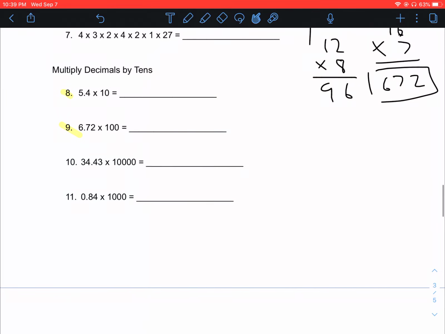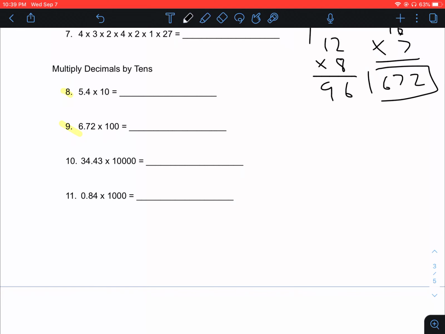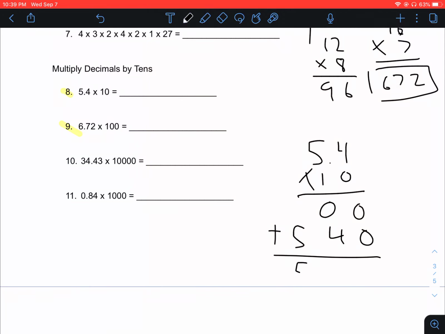Okay. For number 8, we're going to do multiplying decimals by 10. 5.4 times 10. Make sure to add the 0. Again, 4, and then 5. We add them, 540, but we do have a decimal, so our answer is going to be 54.